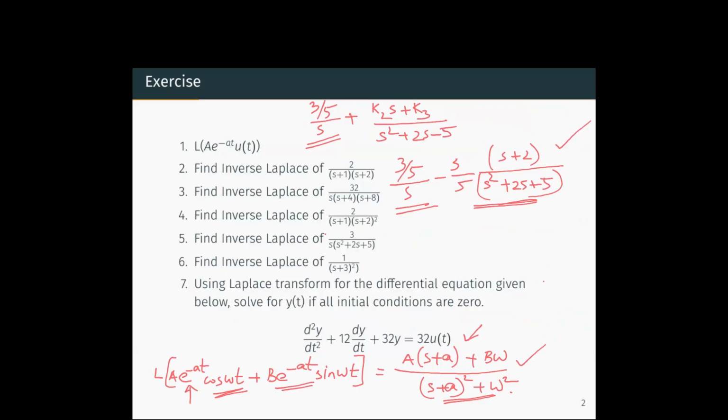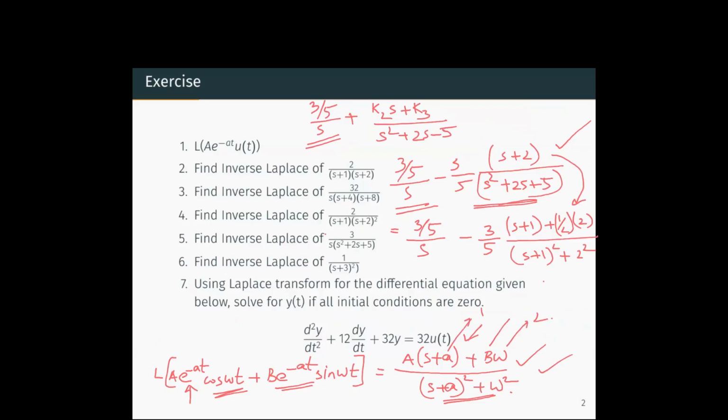We will get, now I have adjusted this numerator without changing its value. So it is still s plus 1 plus 1, that is s plus 2. So it is of the same value. I just made some rearrangement. So this now looks similar to this Laplace function, where the value of a is 1 and the value of omega is 2.